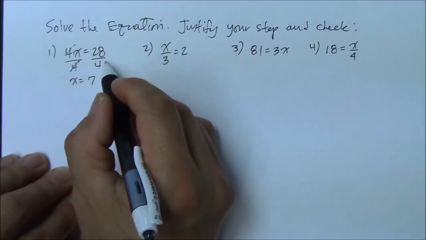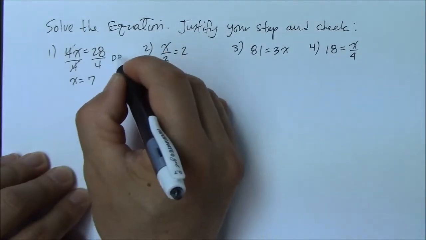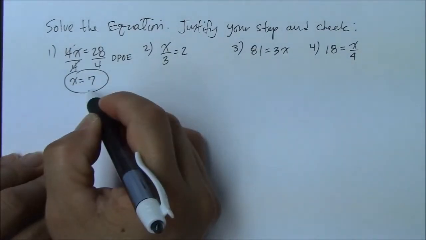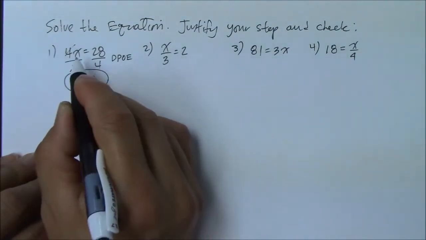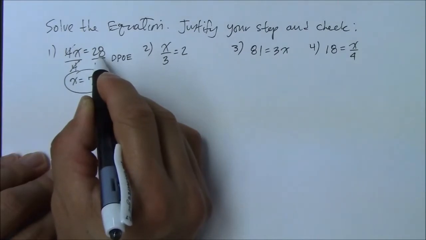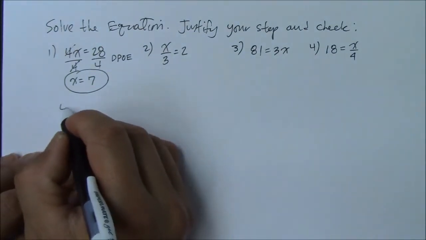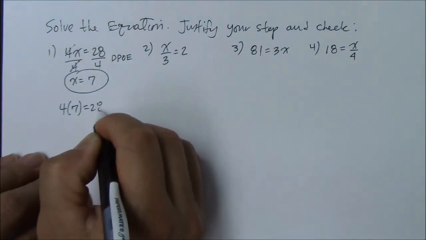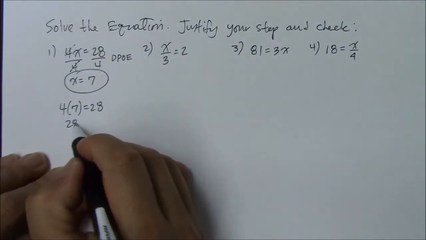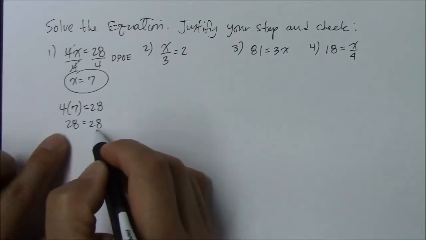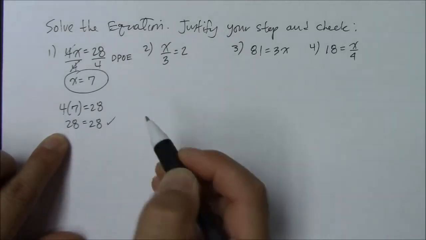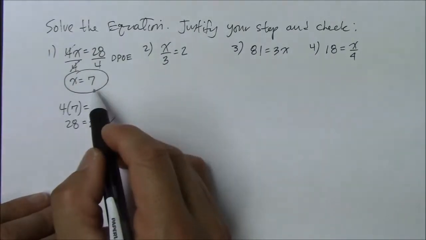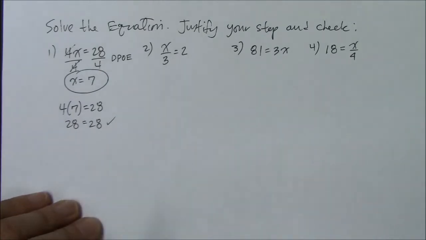What did I just do? I used the division property of equality. Now, how do I know if this answer is correct? I'm going to substitute it back into the original equation to show that it does equal 28. So it will look like this: 4 times x, but the x is substituted with the 7. Does that equal 28? 4 times 7 is 28. Does 28 on the left equal 28 on the right? It sure does, so 7 is a correct answer. I showed my step, I justified it, and I checked my answer by substituting it.